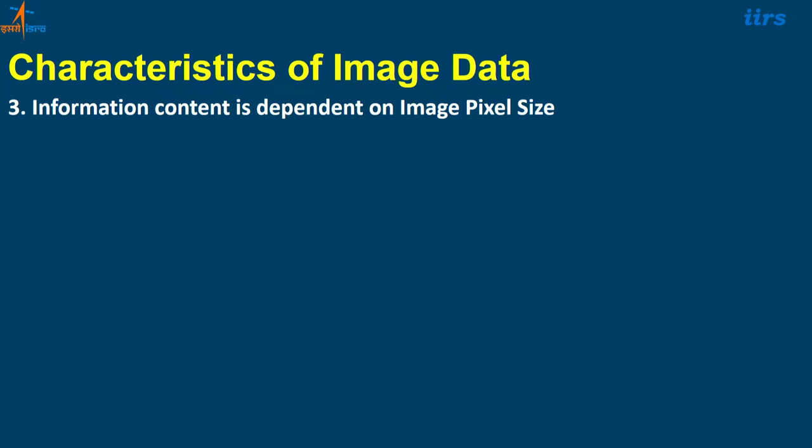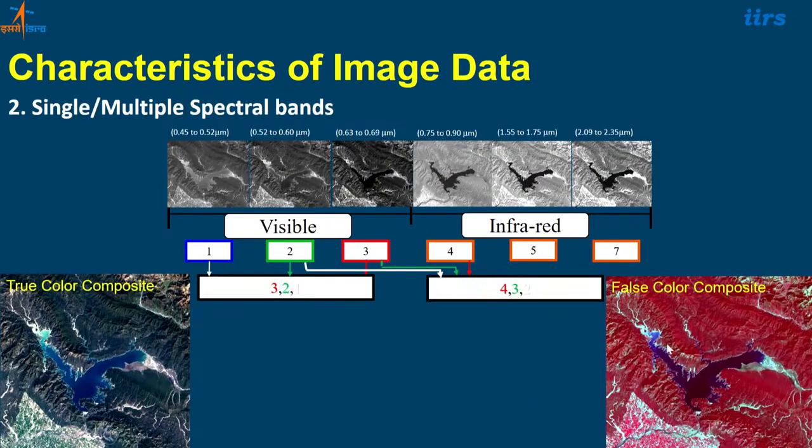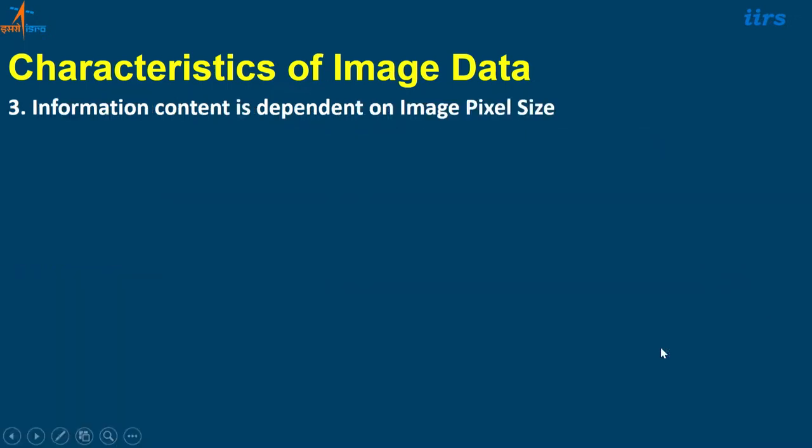Now information content is also dependent upon the image pixel size. What is the size of one pixel, the smallest unit. If I come here, if you can see, this whole image is formed from small pixels. Again, the size of one pixel also tells you what kind of information content you are having. So you should also know what is the size of one pixel of that image. Through some code you should try to explore it.